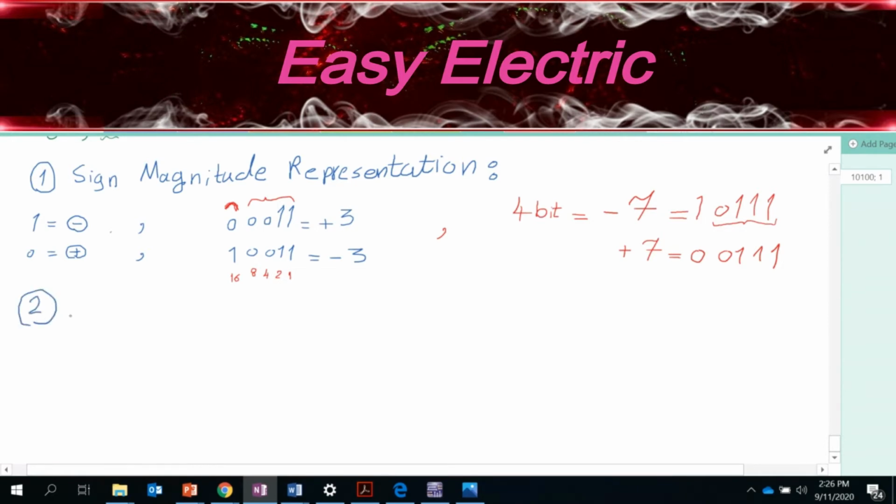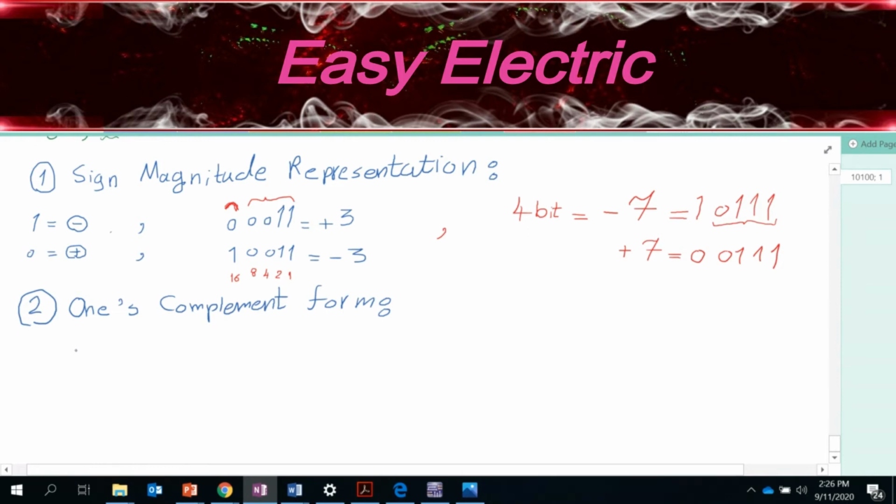So number 2 is ones complement form. That's why you actually learn about them. Ones complement form: to see how you could use ones complement to represent negative numbers in binary.